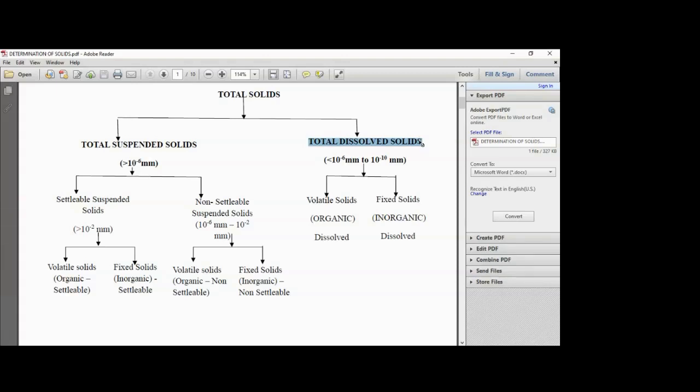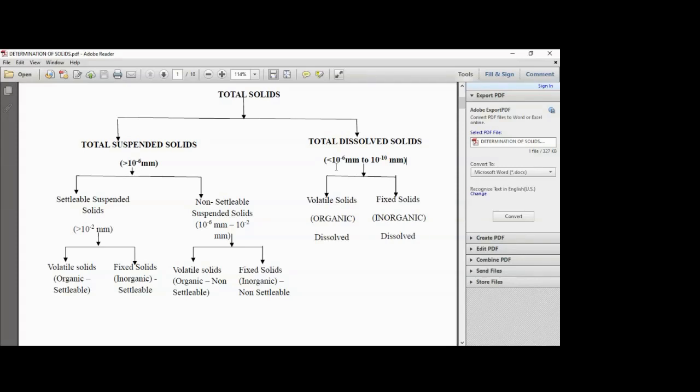Now, how are these solids defined? These solids are defined depending upon the size. When we say that a solid is a suspended solid, we have a particle size more than 10 raised to minus 6 mm, right? So more than 10 raised to minus 6 mm. Next, when we say that it is a dissolved solid, or the solid will have a tendency to get dissolved, then the particle size is between 10 raised to minus 6 mm and 10 raised to minus 10 mm.